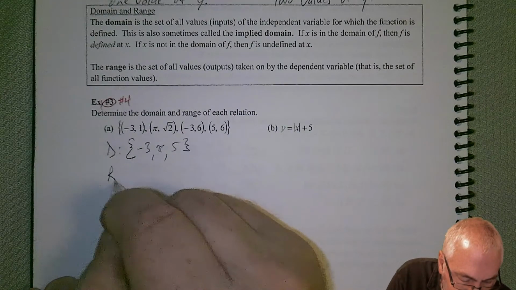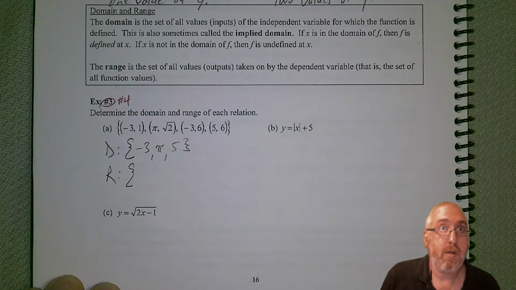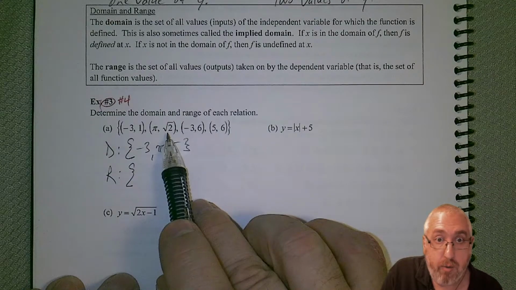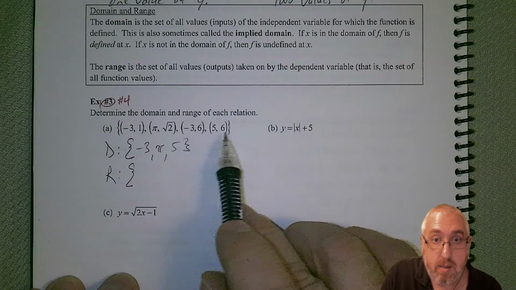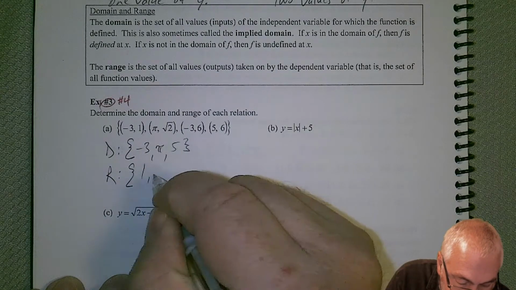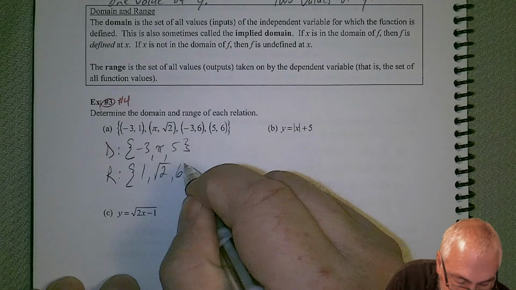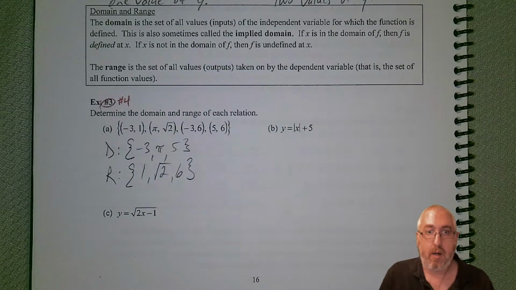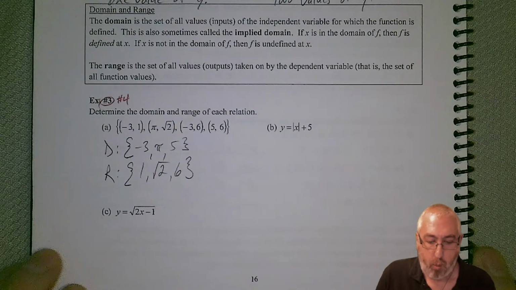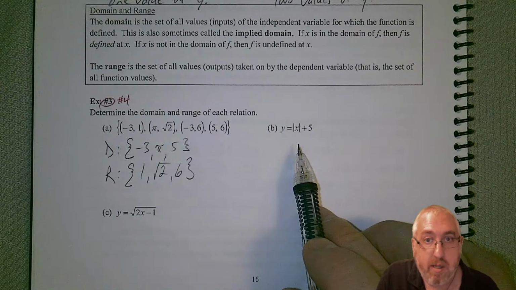Now for our range, we're looking at our outputs. So we got a positive 1, we got a square root of 2, we have a 6, and another 6. So we just have 3 unique values of y or outputs. So there's our domain and range. Nothing fancy there. What about when we have an equation? Still doing the same thing.